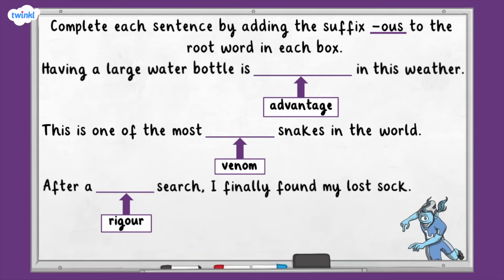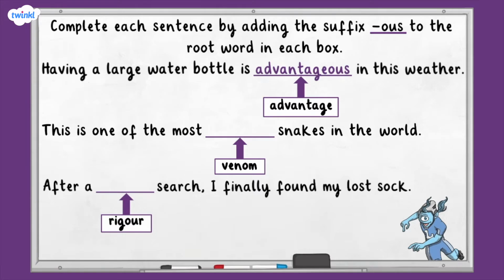Let's take a look at the answers. The first sentence says, having a large water bottle is advantageous in this weather. How do we change advantage into advantageous? When the suffix ous is added, we still hear the j sound that the letter G makes. This means that the letter E is kept, and the suffix is added straight to the end of the root word. Advantageous is spelt A-D-V-A-N-T-A-G-E-O-U-S.